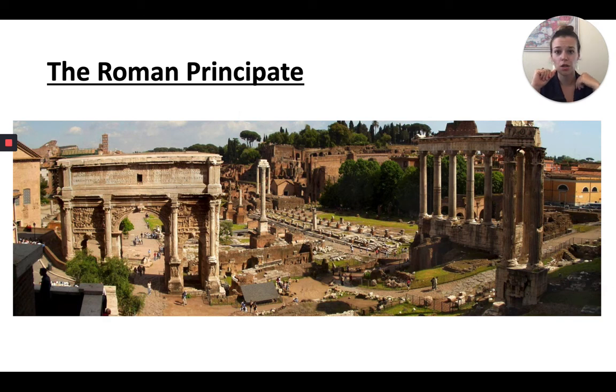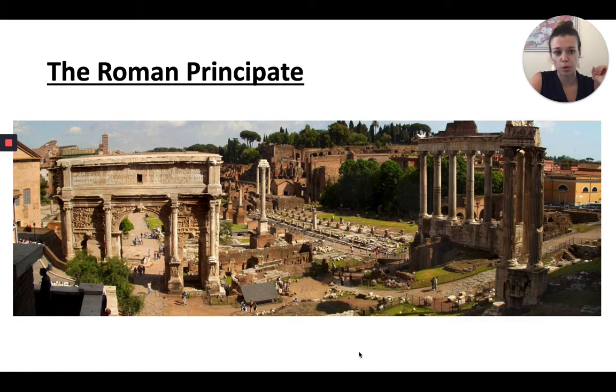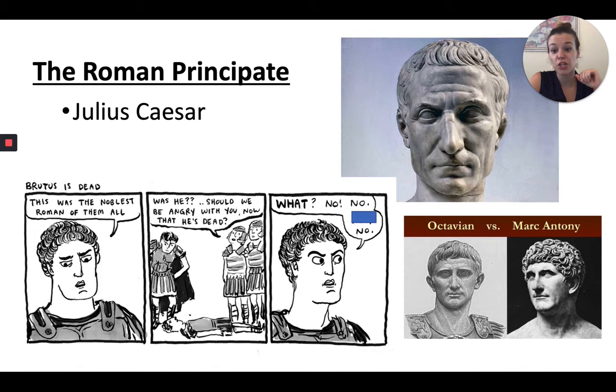Okay, let's talk just a little bit about the Roman Principate, the Roman Empire, before we get into anything else. So I'm just going to introduce the concept of the empire today, and then we'll talk more about it later. So it starts with Julius Caesar. Actually, it starts with Pompey and Sulla. So Julius Caesar is going to be the winner out of a civil war between the Roman generals.